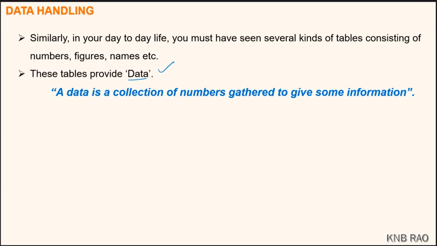And what does data mean? Data is a collection of numbers gathered to give some important information. So children, the definition, or I can say the meaning, of data is a collection of numbers gathered together to give or to obtain some information. So now let us get into another important topic called recording data. What is recording data?